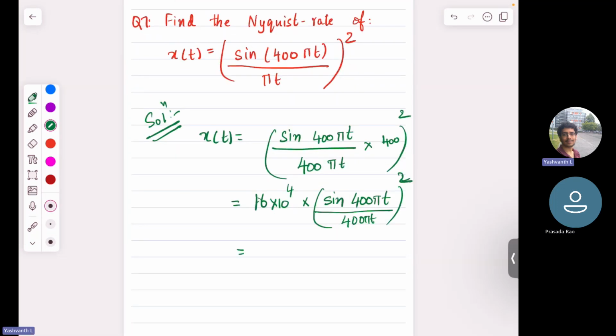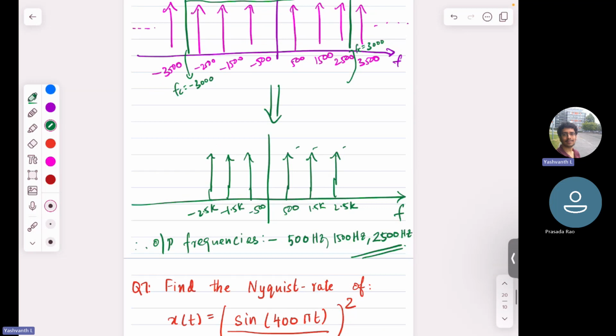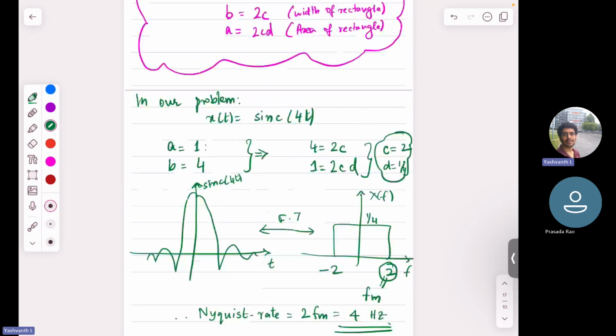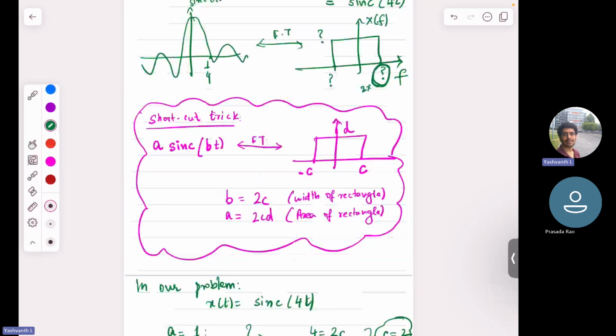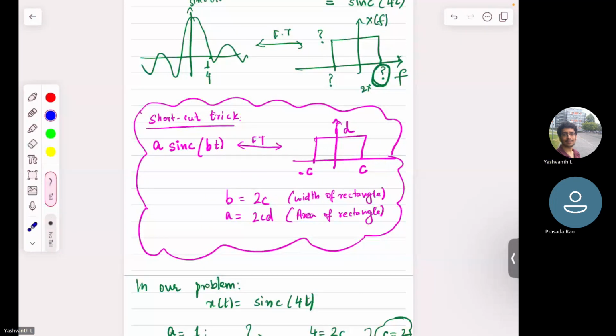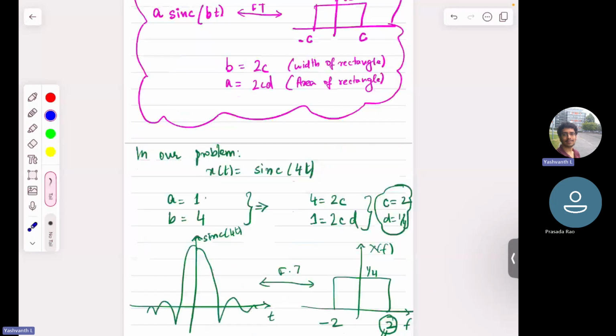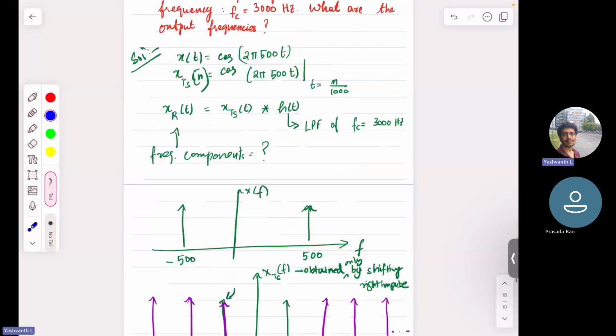This is nothing but 16 into 10 power 4 into sinc 400t. Do you agree? Yes, sir. So basically, if I have sinc 400t, I know how to find the Nyquist rate. How? Use the previous shortcut: find the value of c, and then 2 times c, that is b value itself, will be equal to your Nyquist rate. But now I don't have just sinc, I have sinc square. So how to solve it?